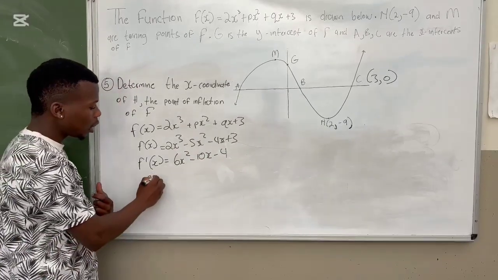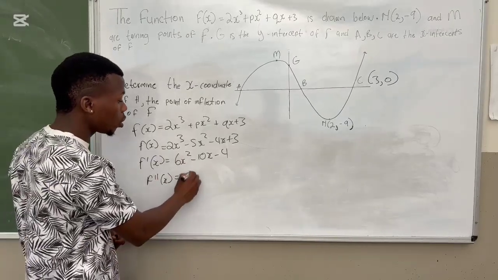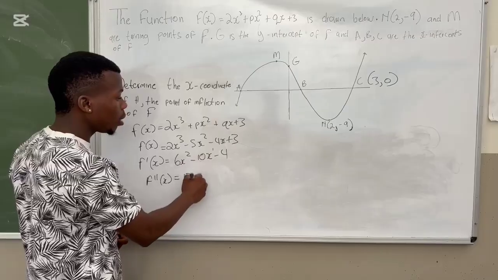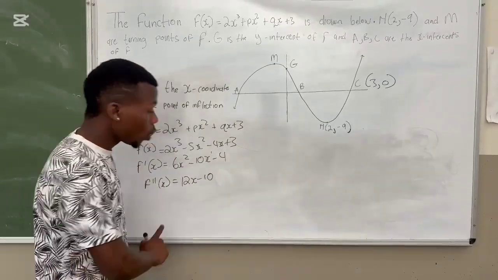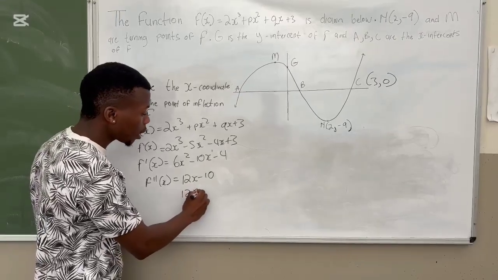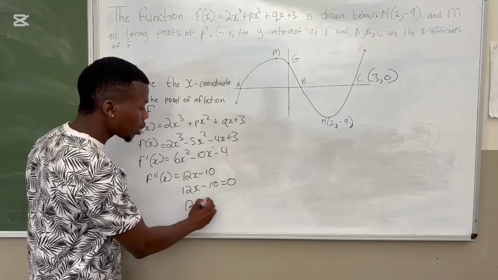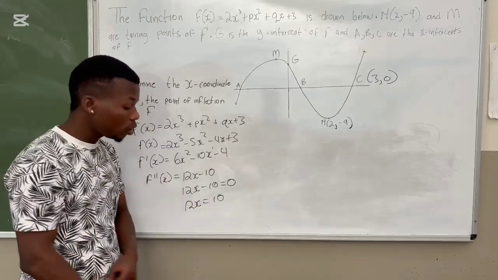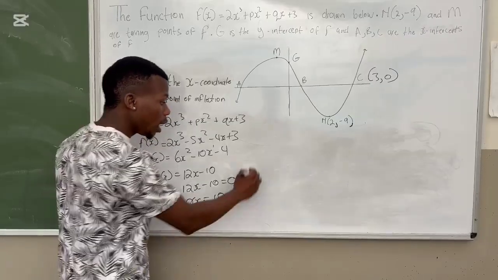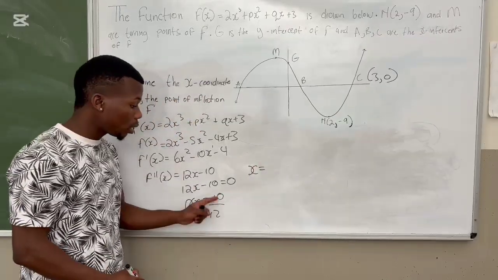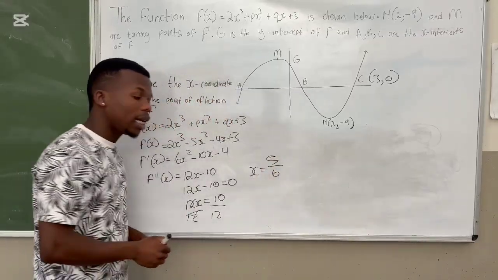Then the second derivative, f double prime of x, will be 2 multiplied by 6, which is 12x, and 1 multiplied by negative 10, which is minus 10. Remember, we must equate to 0, so 12x minus 10 equals 0. This is 12x equals 10, so I need to divide by 12 on both sides. x equals 10 divided by 12, which is 5 over 6. Here's the x coordinate of h.